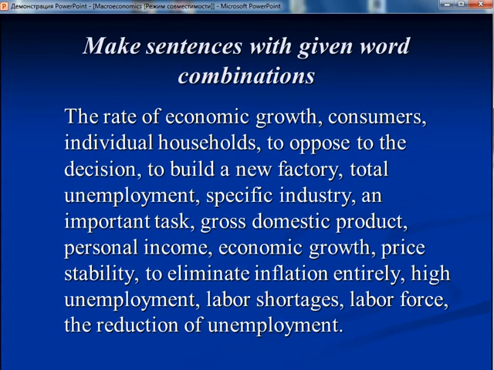Here we have to make sentences with a given word combination. What are these words? The rate of economic growth, consumers, individual household, to oppose a decision, to build a new factory, total unemployment, specific industry, an important task, gross domestic product, personal income, economic growth, price stability, to eliminate inflation entirely, high unemployment, labor shortages, and so on.